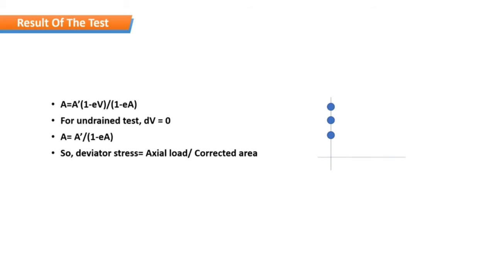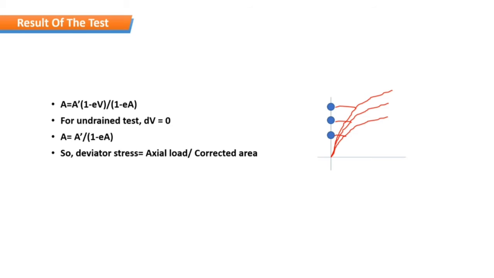So the results we get here, we can see that the graph is plotted like this, and the value of the corresponding cell pressure is noted. The second one is also here and its value is noted, and the third one is like this.